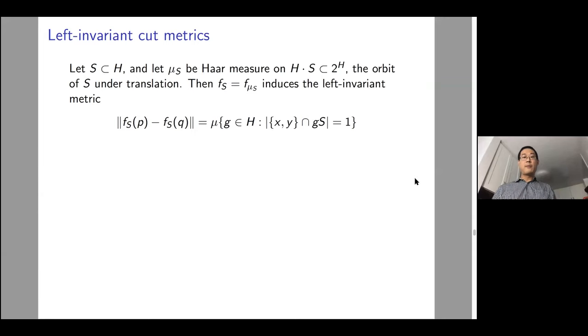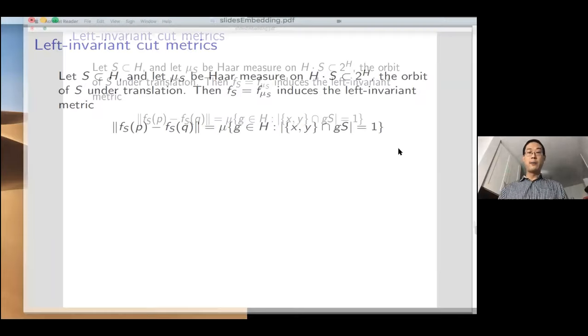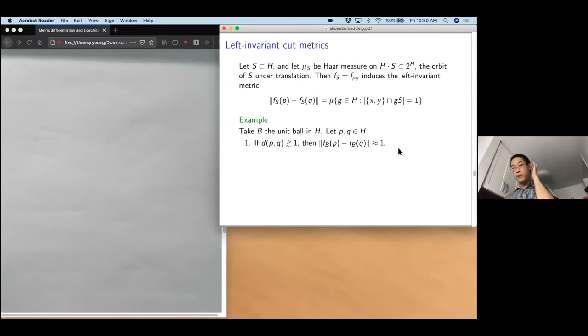This corresponds to a map from the Heisenberg group to L1, which induces the left invariant metric so that the distance between F of P and F of Q is the measure of the set of translates of this set S that contain one of those points, but not both of them. And this construction actually gives us some fairly reasonable maps from the Heisenberg group to L1. So for example, let's take a simple example here. Let's take our set to be the unit ball in the Heisenberg group, and then try to understand what this map does to pairs of points in the Heisenberg group.